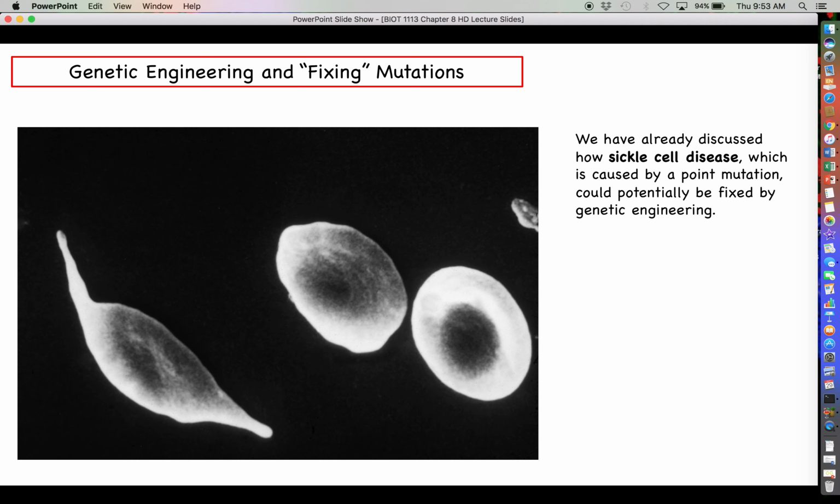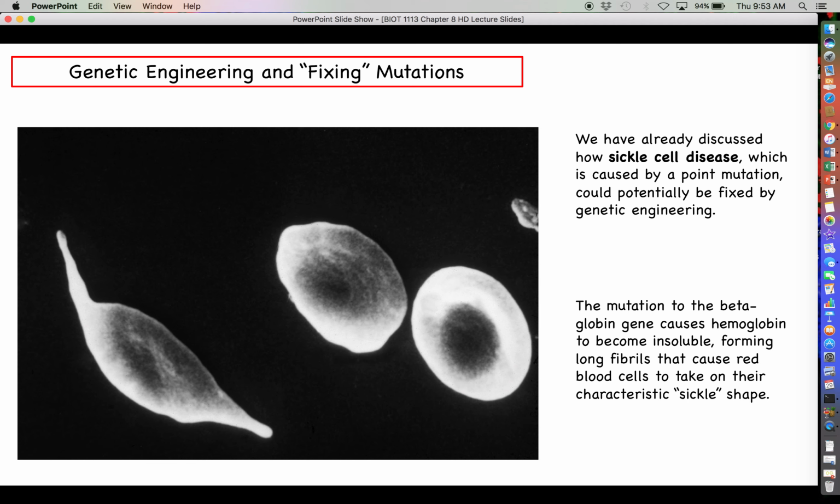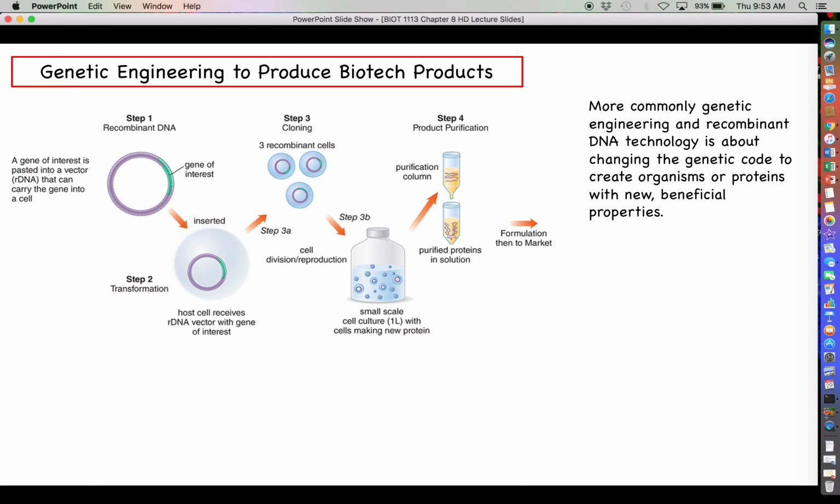Now, we may be a little ways away from making something like that a reality, but genetic engineering as we know it today really refers to the sorts of things that involve producing products like insulin or TPA that make people's lives better. So, like I said, the most common application of genetic engineering is using recombinant DNA technology to make proteins and make all sorts of useful things.